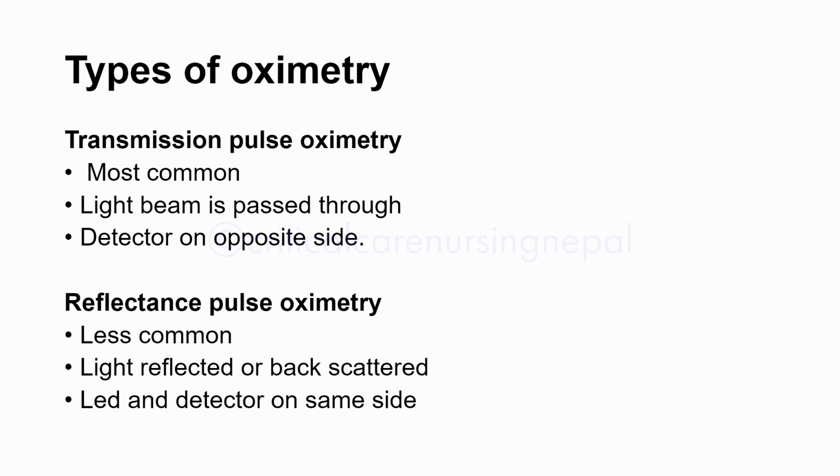Also, the reflectance pulse oximeter probes are more sensitive to motion artifact and ambient light. However, they can be a useful probe during the low perfusion state. So we should know both, when to use them, and their merits and demerits.